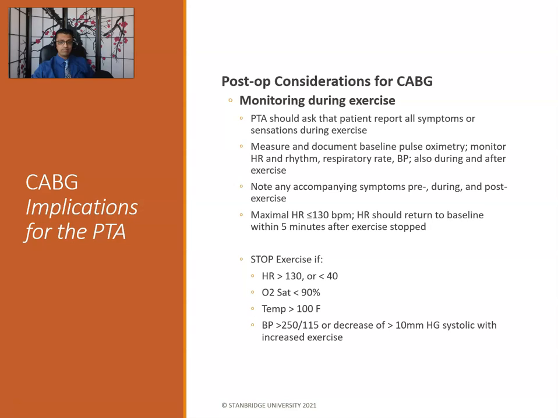stay at 120? Okay, so stop exercise if heart rate is over 130 or less than 40, if their O2 sat is less than 90, if their temperature is above 100, their BP is greater than 250 over 115, or a decrease of greater than 10 millimeters of mercury systolic with increased exercise. Okay, so let's say their systolic pressure decreases at a rapid rate, then we need to stop exercise. Okay, so keep these in mind.